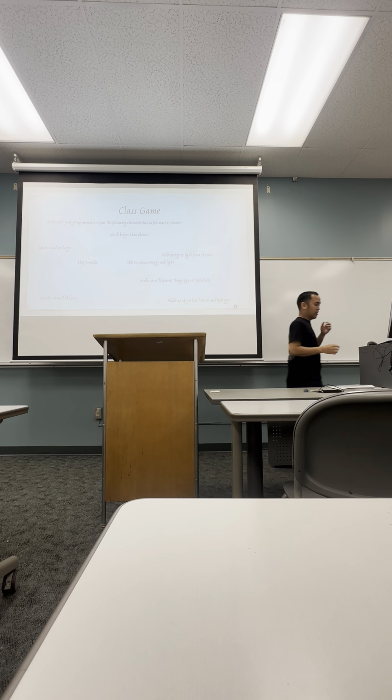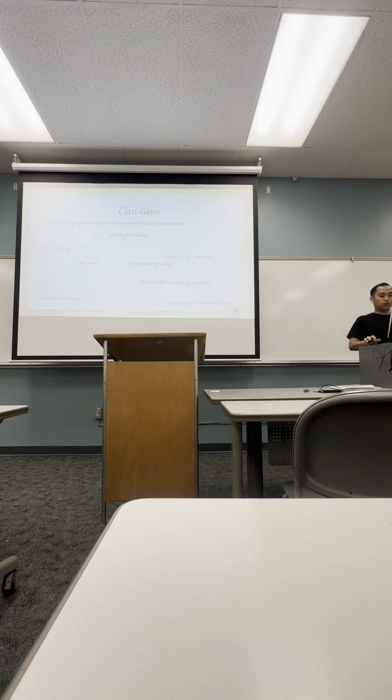Alright, so I'm gonna give you guys time to talk with your groups, and then you are going to discuss which of these characteristics fall into stars and planets, and then you would have to choose 2 persons from your group, or 1, to write your answers. So I'm gonna give you guys time, and then we'll come back together.